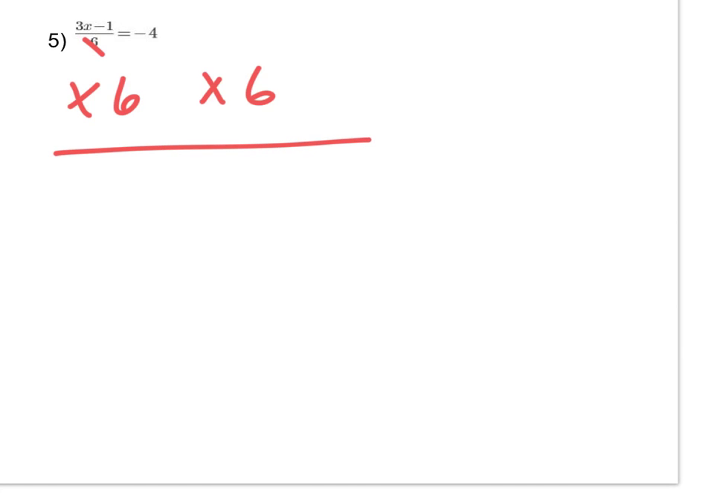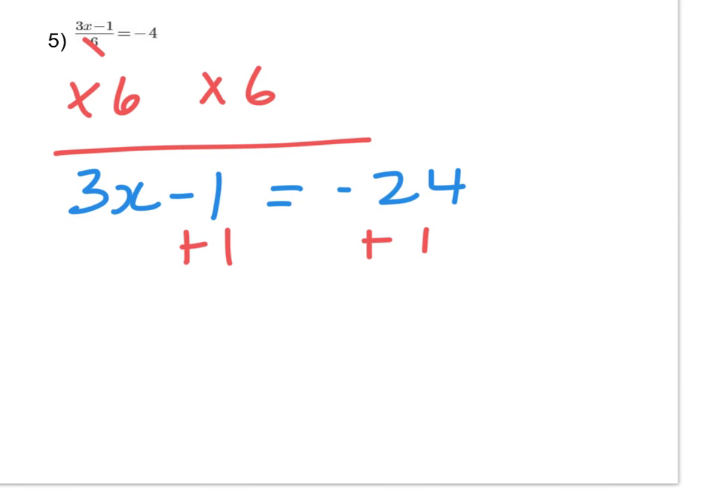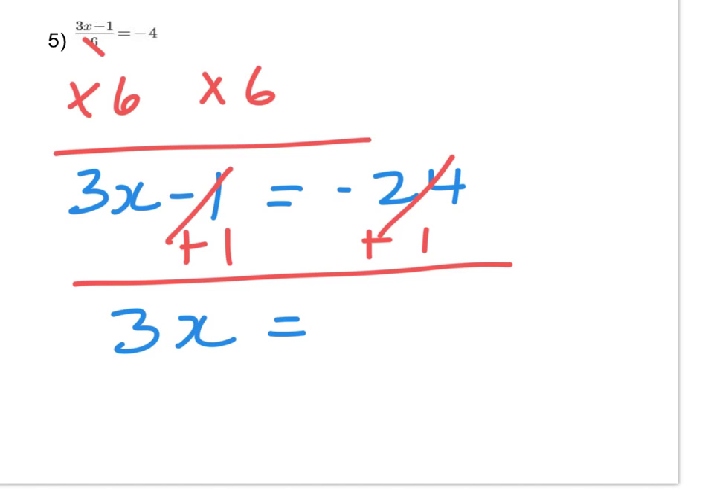So what you're left with is 3x minus 1, because this is what's been divided by 6 and then multiplied by 6, is equal to minus 24. Now from there it's easy. Plus 1 to both sides. Cancel. 3x equals minus 23. I shouldn't have drawn that line through the 24 there, that was just a slip. And then you divide both sides by 3.